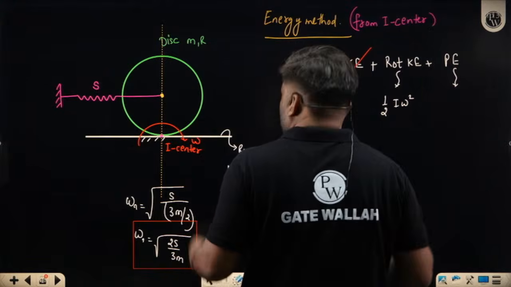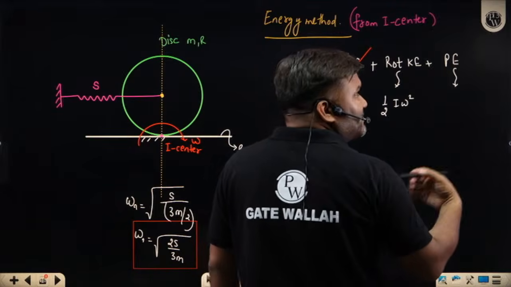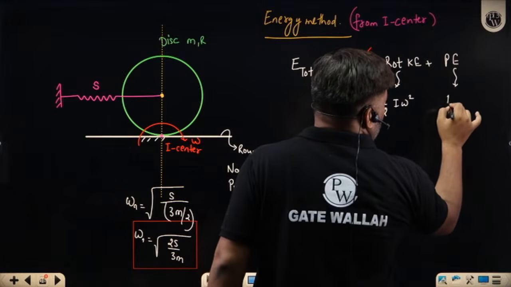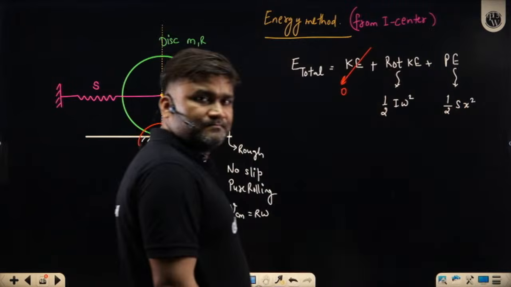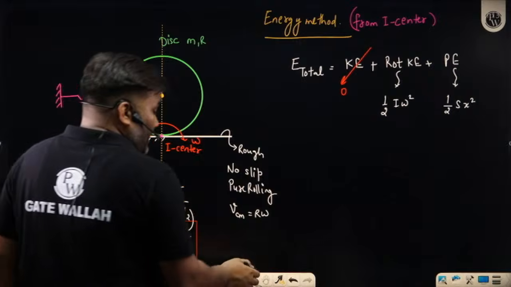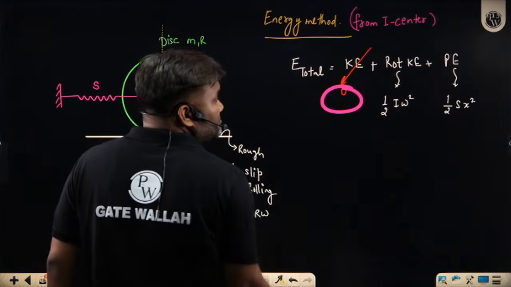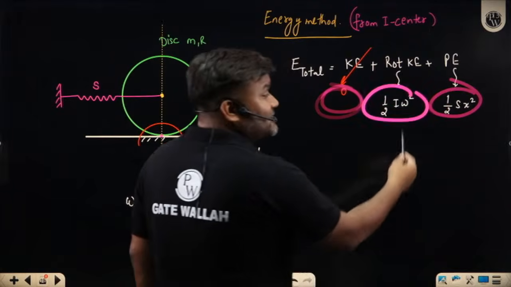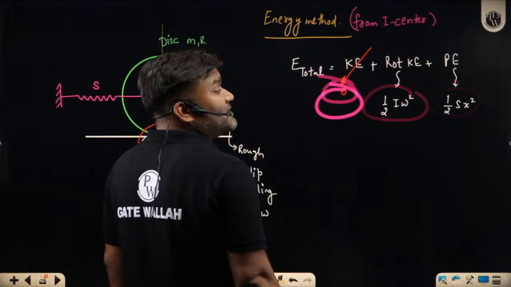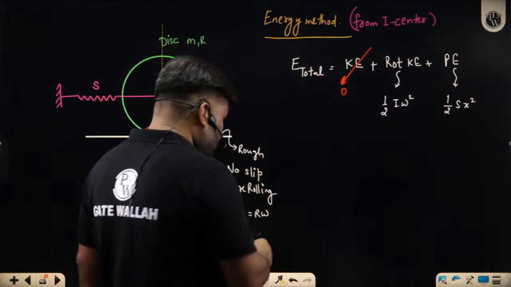The spring will also deflect. Obviously, your body is moving with some omega velocity, so the spring will get some deflection. So it will be potential energy, half s into something x square. Can I write it like this? Write down the energies. Sir, kinetic energy is 0. Earlier, sir, you have written half m v square, half I omega square, half s x square, and the answer was something. Now you have written this value as 0. So does it mean my answer is going to change? No, the answer is not going to change. Why am I saying this?